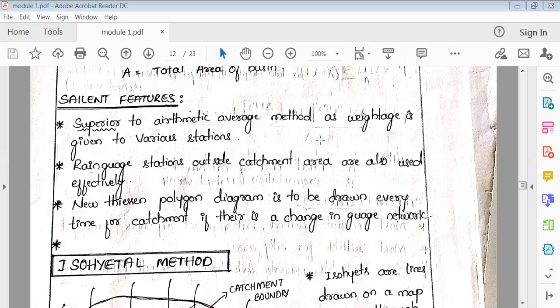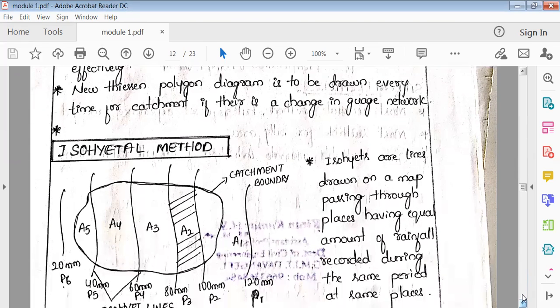Okay. Then a new Thiessen polygon diagram is to be drawn every time for the catchment if there is a change in the gauge network. So it can be changed as and when it is required. Okay, the most important thing about this method is it gives information of the precipitation with respect to the area. So that's why it is more efficient and superior to the arithmetic mean method.